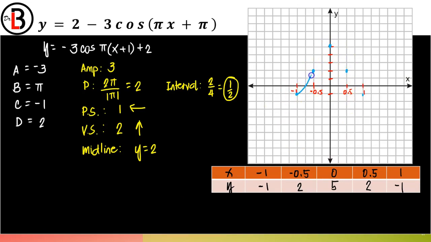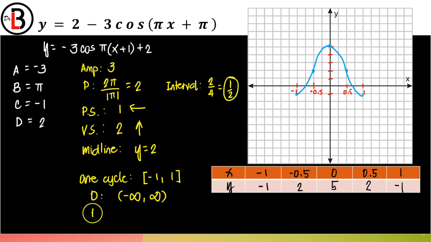So you can see that the graph looks roughly the same as the one in the previous example. But then the units are different. So to finish this, you can see that one cycle will be from negative 1 up to positive 1 on the x. However, for the domain, you know that it's from negative infinity to infinity, whereas the range, you can see that the range is from negative 1 and then the maximum is 5 units. Okay, so that's it. Thank you.